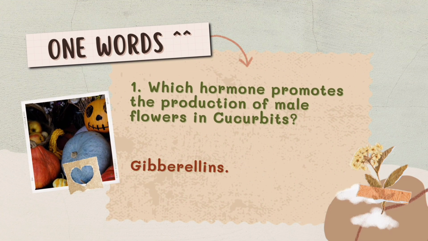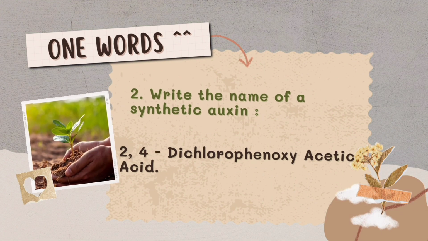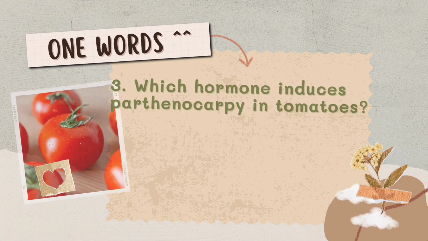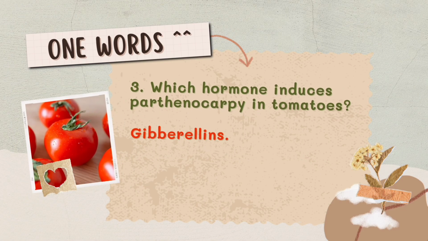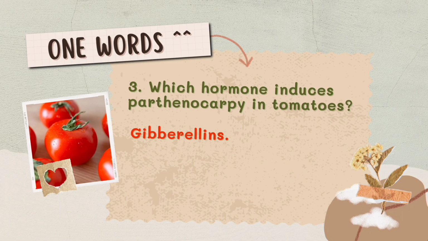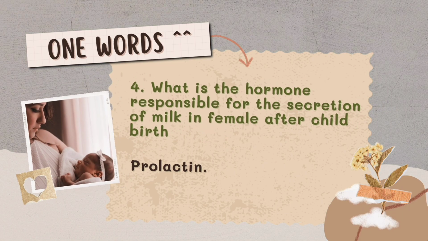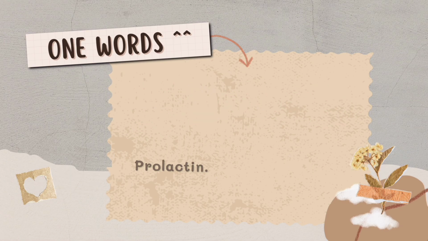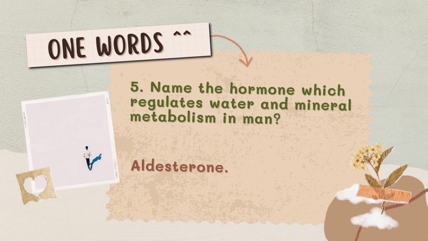Which hormone promotes the production of male flowers in cucurbits? Gibberellins. Write the name of a synthetic auxin. 2,4-dichlorophenoxyacetic acid. Which hormone induces parthenocarpy in tomatoes? Gibberellins. What is the hormone responsible for the secretion of milk in females after childbirth? Prolactin. Name the hormone which regulates water and mineral metabolism in man.